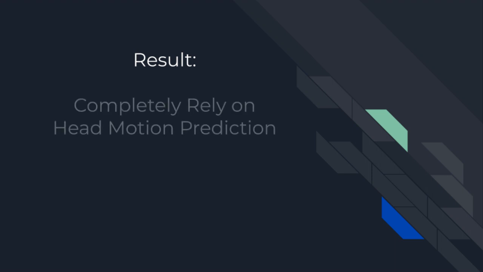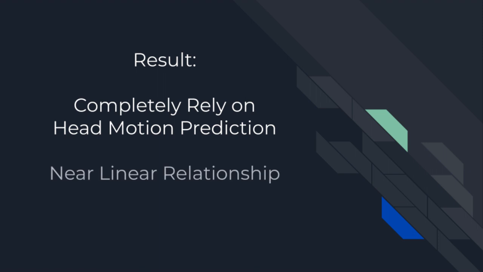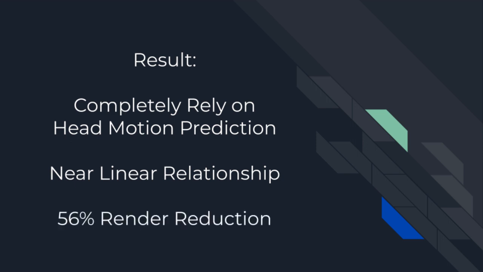Interestingly, the result is kind of as expected. It's to completely rely on head motion prediction. There was basically a linear relationship between the weightings for tiling and head motion. What this means is that the higher the weight was for head motion and the lower the weight was for tiling, the better the render reduction was, topping out at 56% when the weighting was fully on head motion prediction. If I have to draw a conclusion from this specific case, it's that head motion prediction seems to perform better than tiling. In general, we see this supported by multiple studies as well.